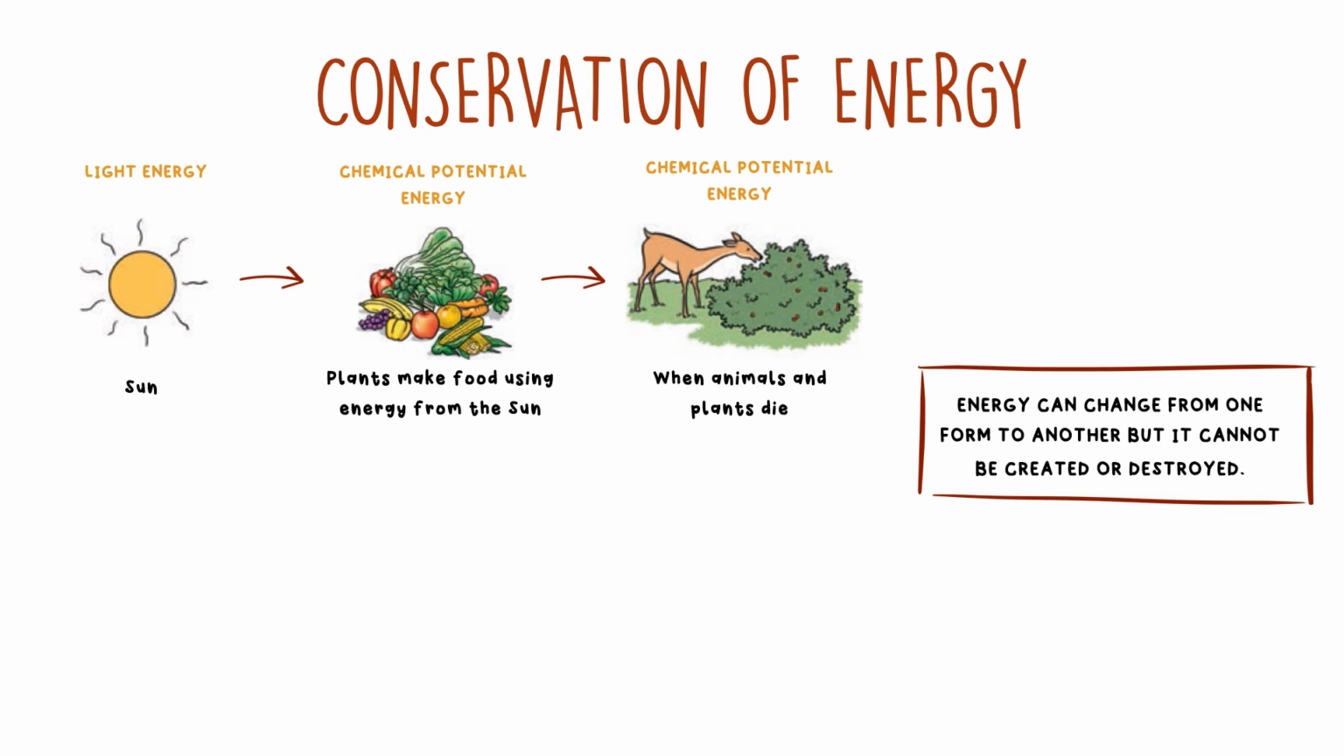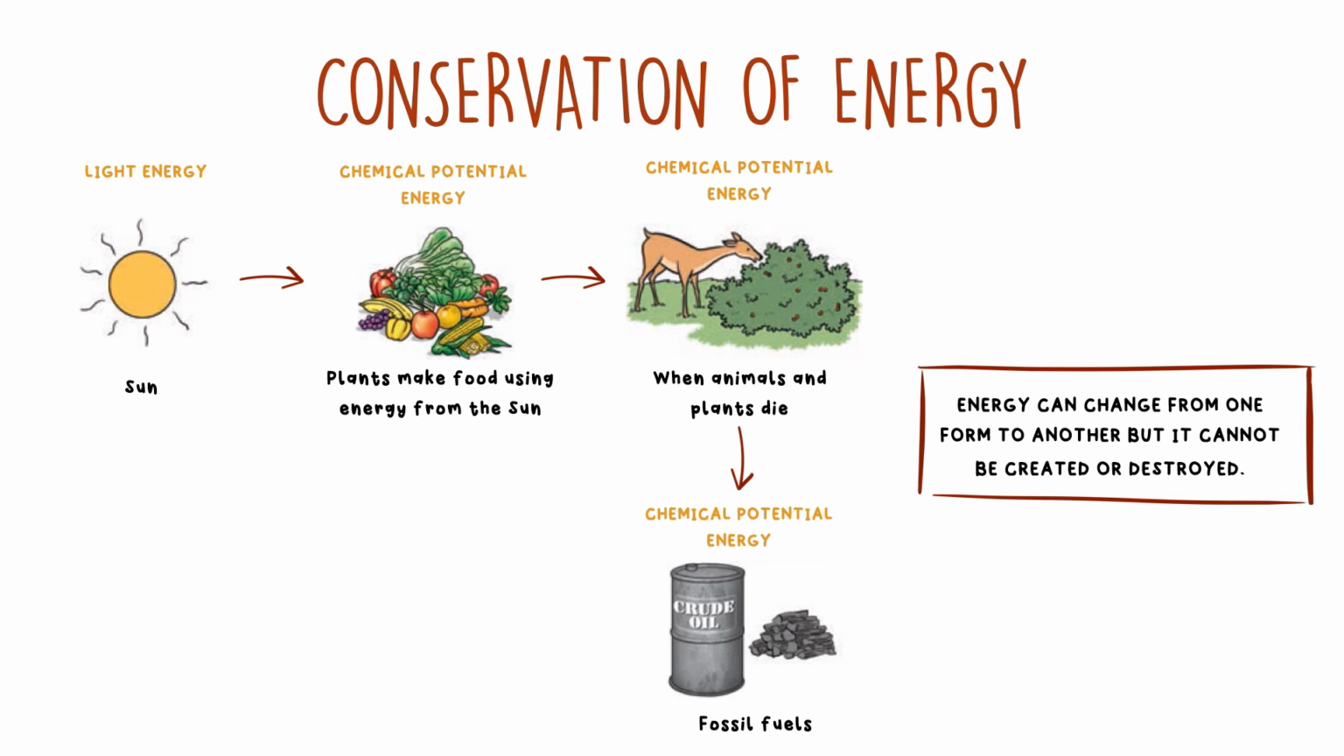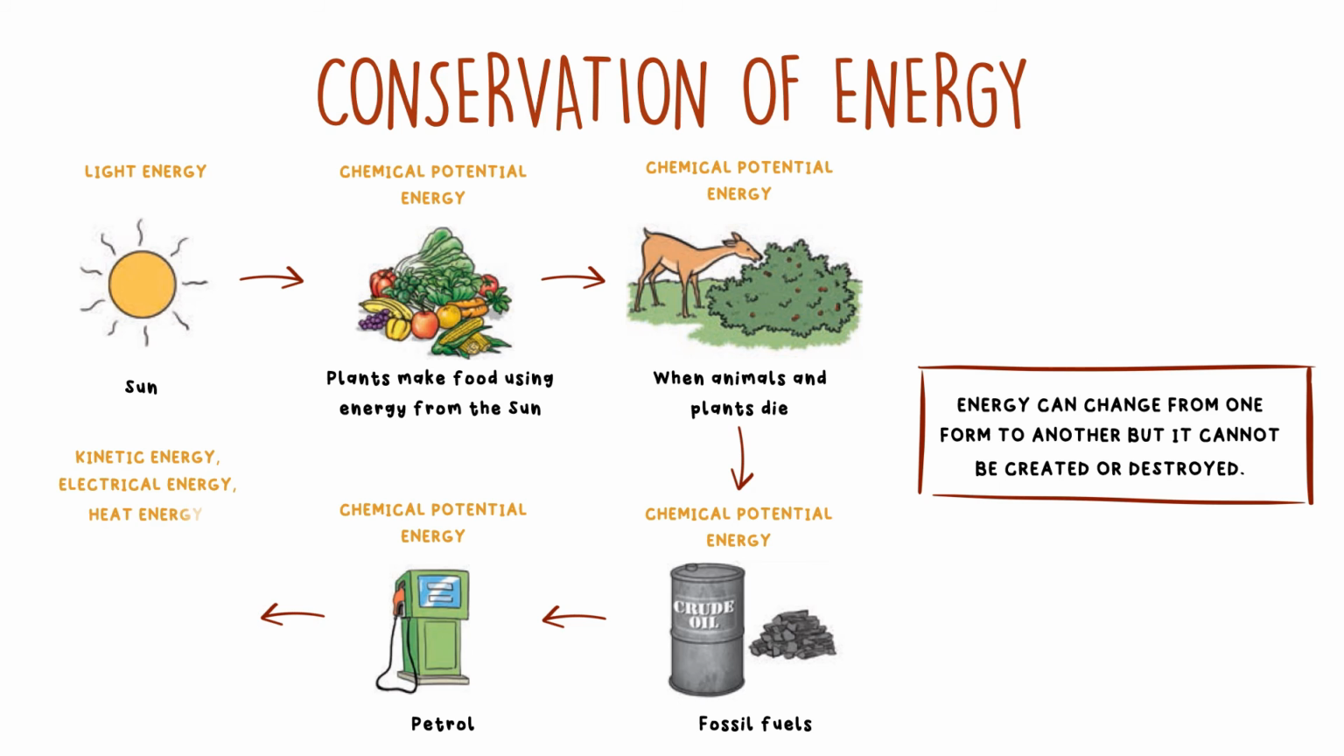Over millions of years, the chemical potential energy from dead plants and animals is stored as fossil fuels such as crude oil and coal. The fossil fuels are then processed into other usable forms like petrol, where the chemical potential energy is converted into kinetic energy, electrical energy, heat energy, light energy, and sound energy, for example, in cars.